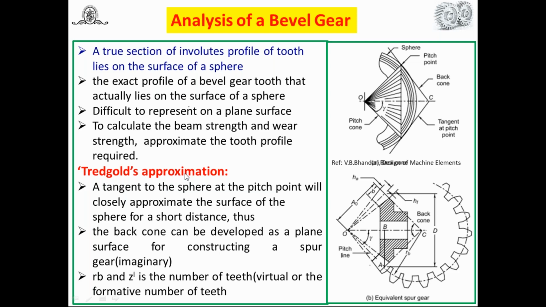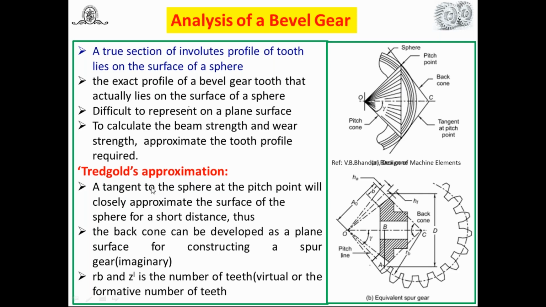So what I am telling is, the true section of the involute profile of the tooth lies on the surface of the sphere. It's very difficult to show it on the surface of the sphere and represent it on a plane surface, but to make the analysis simple, to find out beam strength and wear strength, approximation of the tooth profile is required, and this approximation we are going to carry out by using Tredgold's approximation.